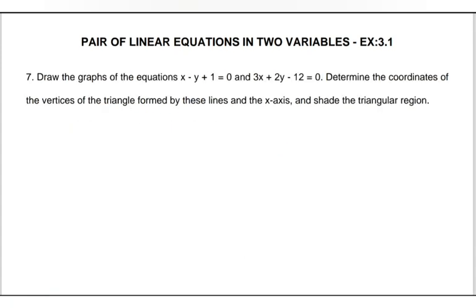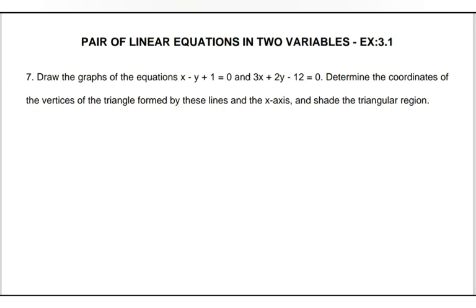So the seventh sum is based on a graph. We can try with the graph. Draw the graphs of the equations x minus y plus 1 is equal to 0 and 3x plus 2y minus 12 is equal to 0. Determine the coordinates of the vertices of the triangle formed by these lines and the x-axis and shade the triangular region. So we should find multiple x and y values for these equations and plot them in the graph. We will be getting two lines. So the shape formed by the x-axis and these lines should form a triangle, and we should shade the triangle.